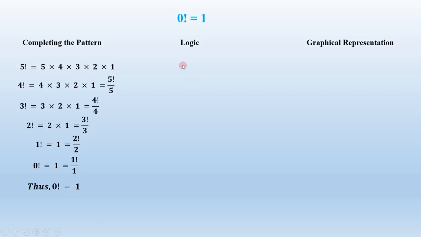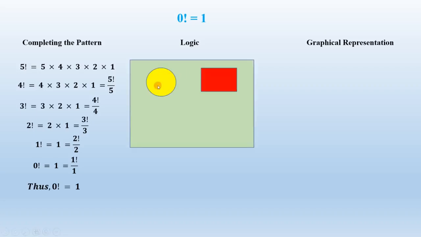Now let's move to the logical method, the logical way rather. N factorial means the number of ways n objects can be arranged. So using this, let us suppose we have two objects. One of them is of circular shape, the other one is rectangular. So these two objects can be arranged either in this way or in this way.